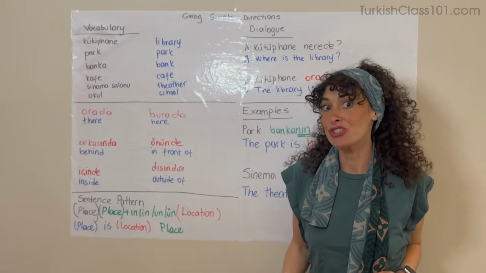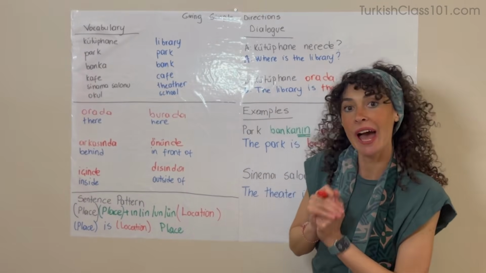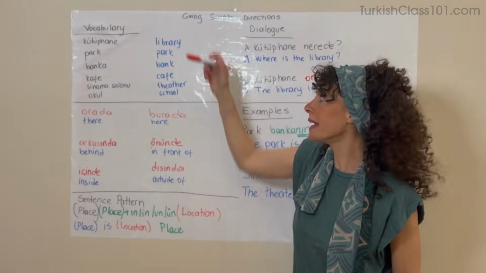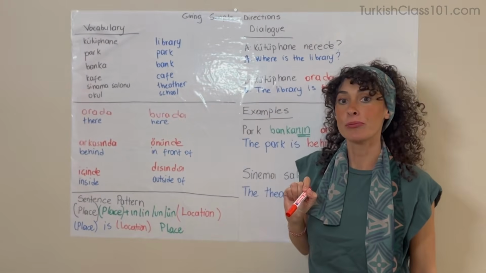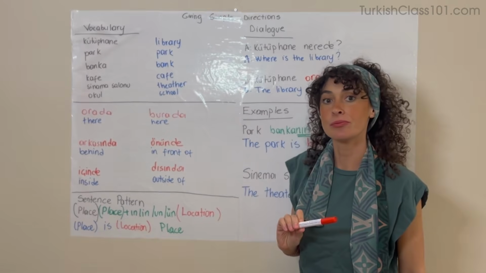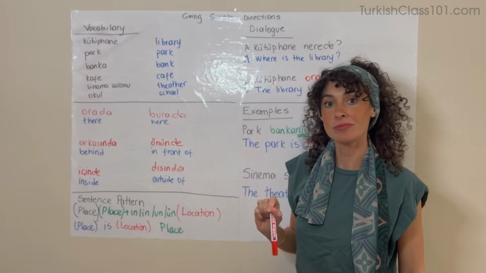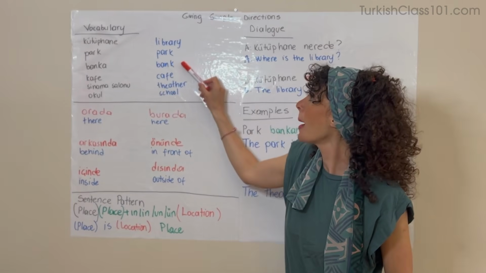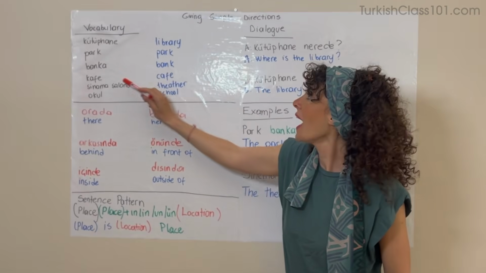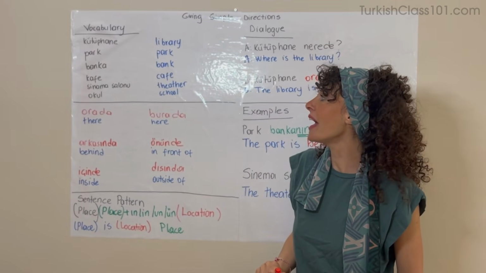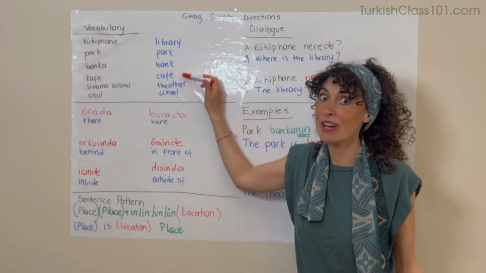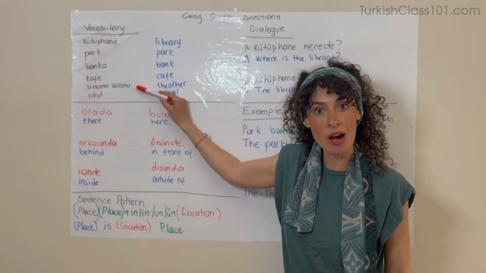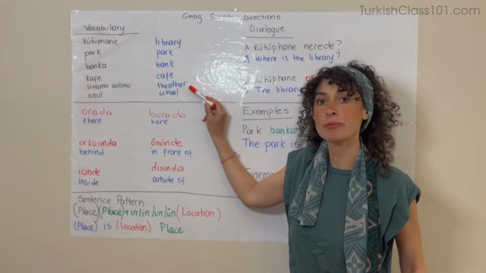Okay, let's get into the vocabulary and see what we have here. Kütüphane, library. Park. Banka, bank. Cafe, very similar to English, right? Sinema salonu, movie theater.